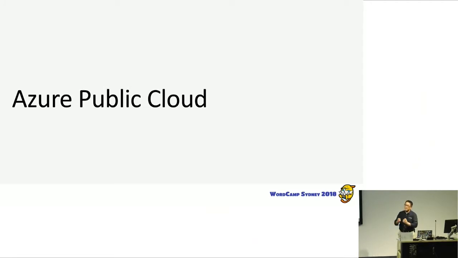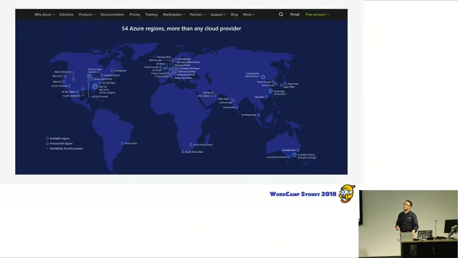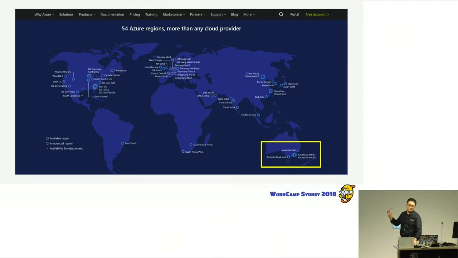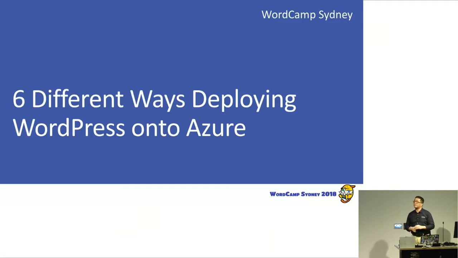Throughout this session, I'm going to use the Azure public cloud to host the WordPress website. There are more than 50 locations from all around the world to host web applications, including WordPress. And these are the four regions in Australia: one in Sydney, one in Melbourne, and the other two in Canberra. Depending on your business requirements, we can deploy our WordPress website anywhere in the world, including Australia. There are actually many different ways of deploying WordPress into Azure Cloud, but these six are the most distinctive ways. So yeah, we can cover this.